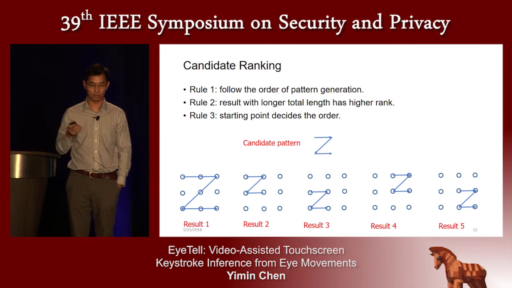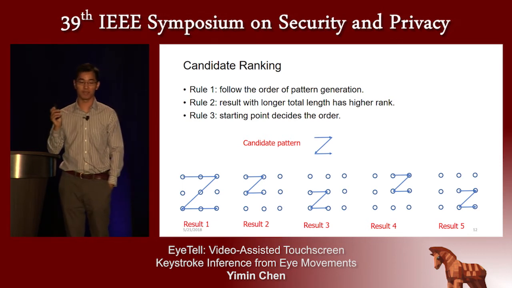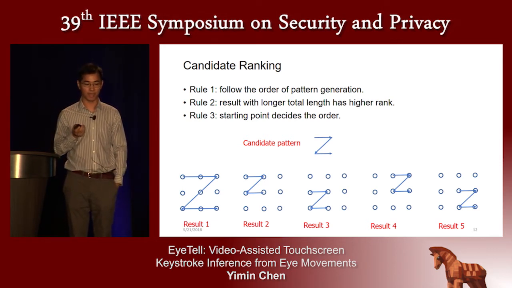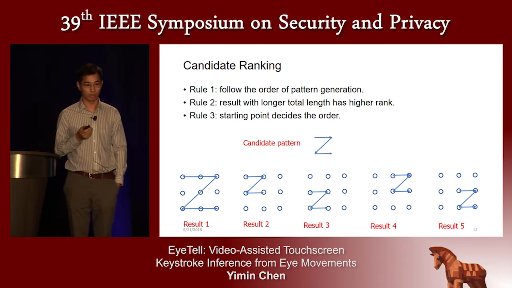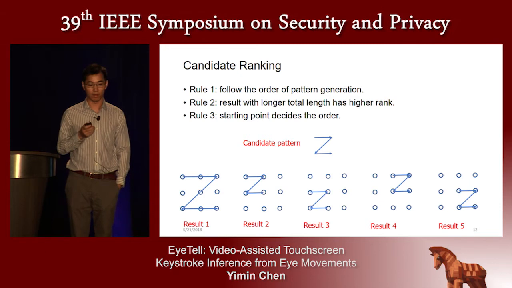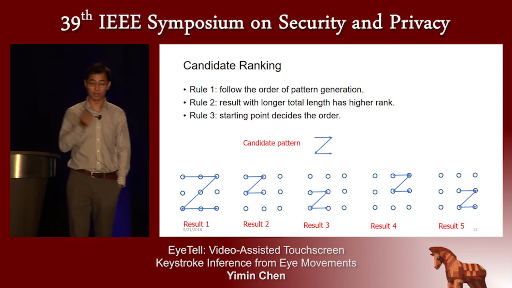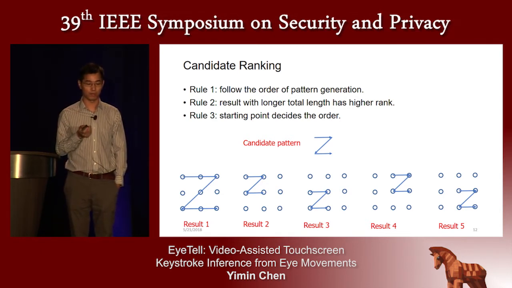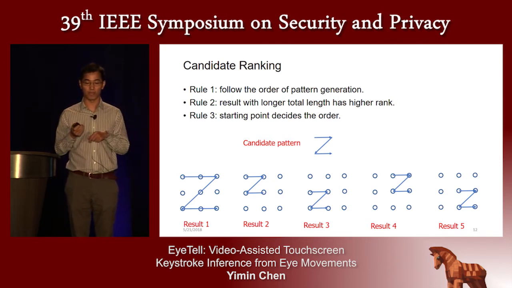And we can imagine that for a gate trace, it can generate many candidates. So we need some heuristic rules to rank all the candidates. Here are the 3 rules we use in the example in our paper. For rule number 1, we require to follow the order of pattern generation. And for rule number 2, we can look at the example here.